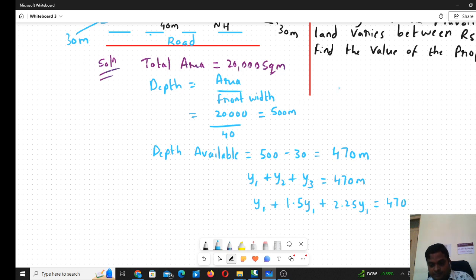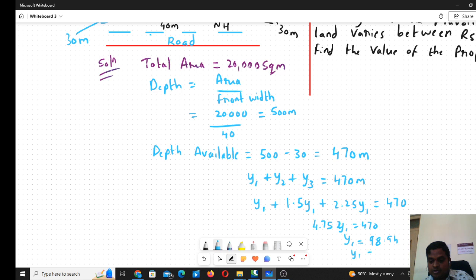Now if I add the coefficients, 2.25 plus 1.5 plus 1, this comes out to be 4.75. So 4.75 into y1 is equal to 470. Therefore y1 is equal to how much? This will be 470 upon 4.75. So this comes out to be something like 98.94.